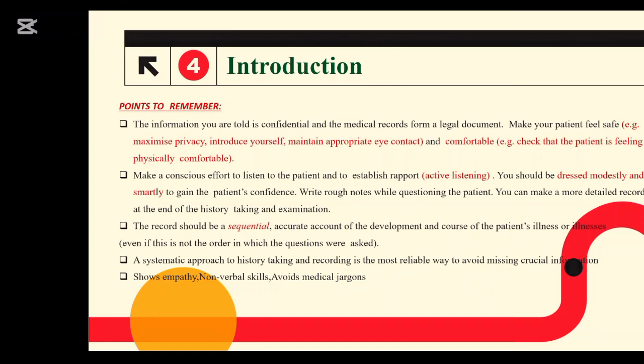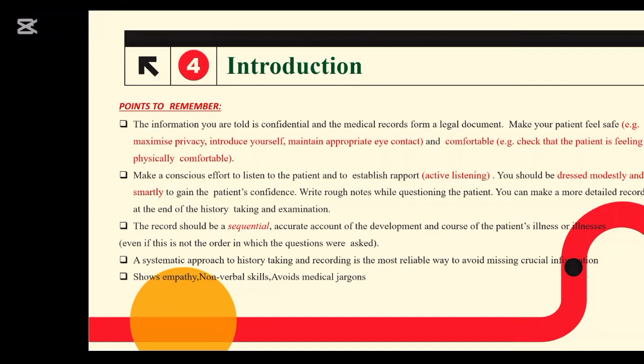Remember that the information that the patient is going to tell you is confidential. Make sure your patient feels comfortable as you take your history. Maintain privacy so that the neighbors who have come to see them do not get the information about the patient's condition. Maintain appropriate eye contact. Make sure that you are comfortable and the patient is also comfortable, and check that the patient is feeling physically comfortable as you talk to them, because maintaining eye contact might make the patient uncomfortable.